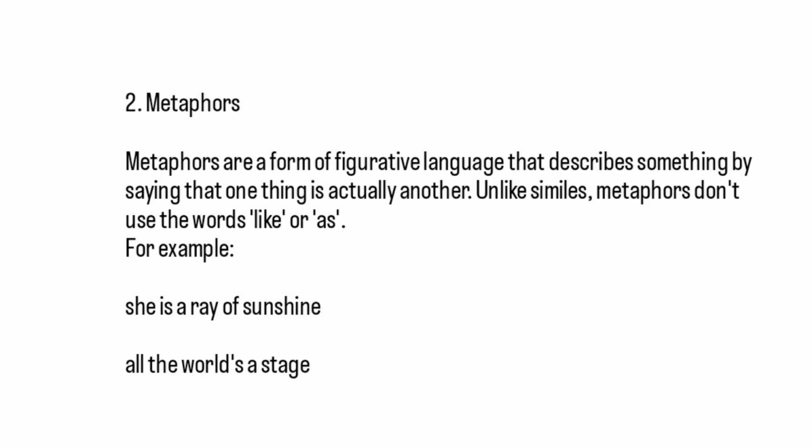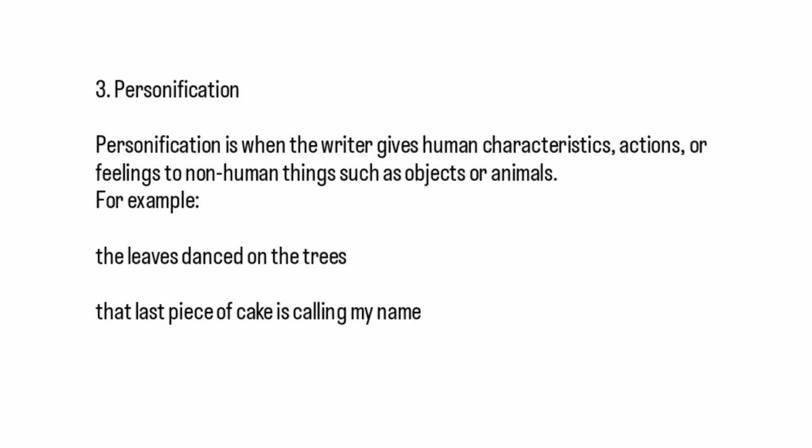2. Metaphors. Metaphors are a form of figurative language that describes something by saying that one thing is actually another. Unlike similes, metaphors don't use the words like or as. For example, she is a ray of sunshine. All the world's a stage.